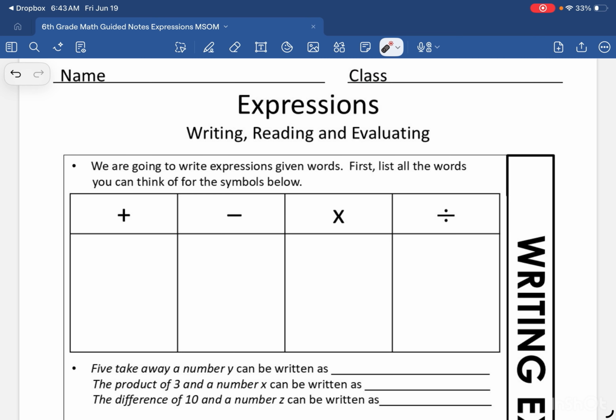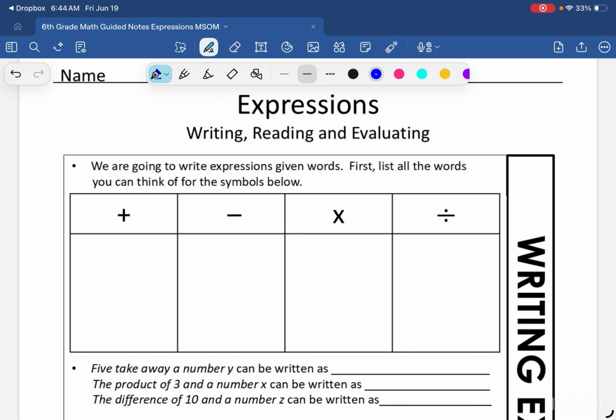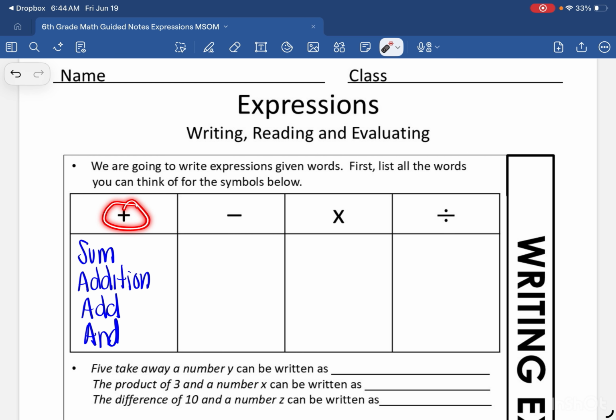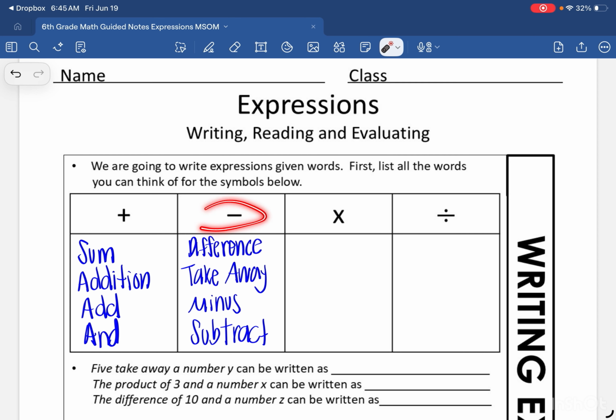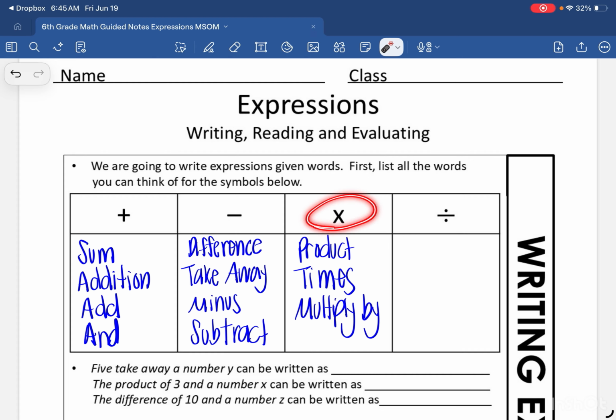We are going to write expressions given words. First, list all the words you can think of for the symbols below. So I will jot some down. If you think of some more, go ahead and add them. For the plus sign, we have sum, addition, add. Even the word and can also mean plus. For the subtract sign, we have difference, take away, minus, subtract. For multiplication, we have product, times, multiply by. And for division, we have quotient and divide.